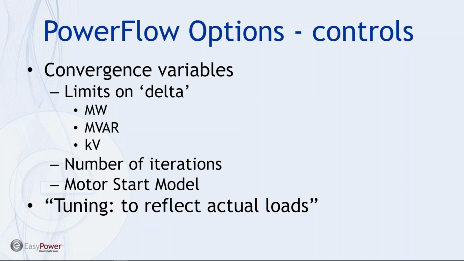Specifically, you'll see we have limits on what the delta is in the real power calculations, the reactive power calculations, and then the voltage differences as we go from one bus to the next and solve this series of double-ended equations. We can also limit or put a fixed endpoint on the number of iterations that are done, and how we handle motor starts is also a way to deal with the variations in the iteration.